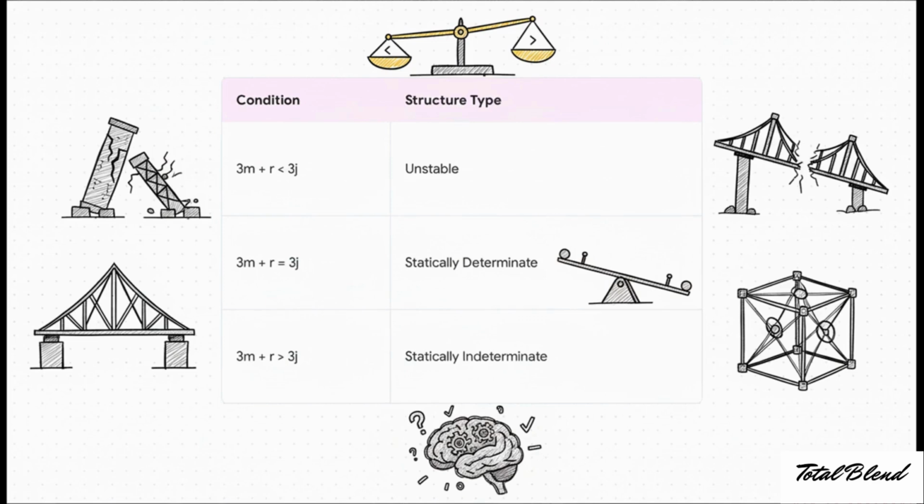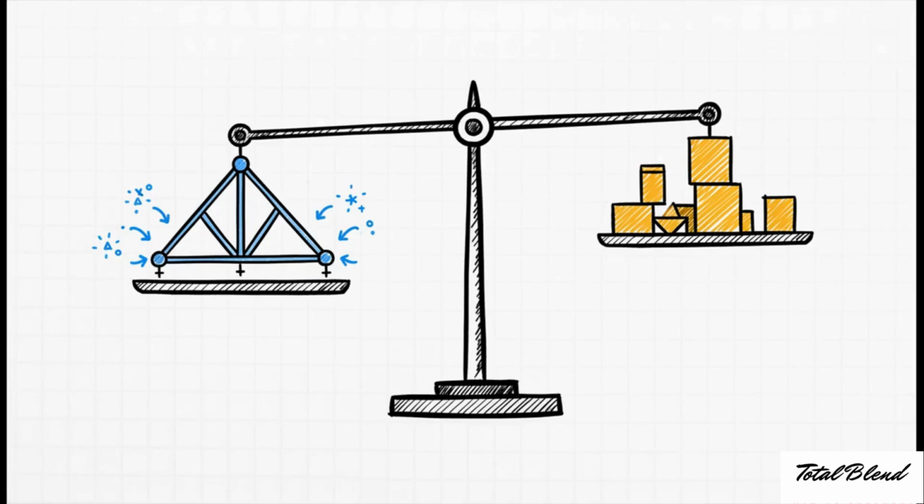And if the left side is greater than the right, you've got a statically indeterminate structure. Let's actually put this to the test. Okay, let's try a real example. Here's a simple frame. Let's count it out. We've got three members, three support reactions from the ground, and four joints where they meet.